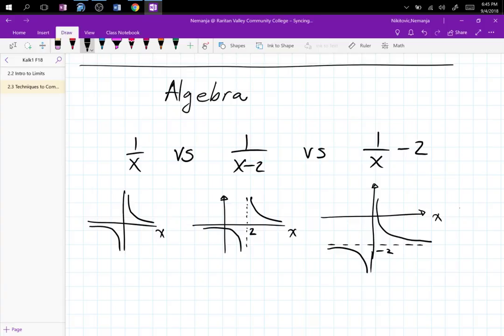So algebra will modify the graphs and you should be able to shift them. That's also part of the geometric solution as well, right, when you graph the function.